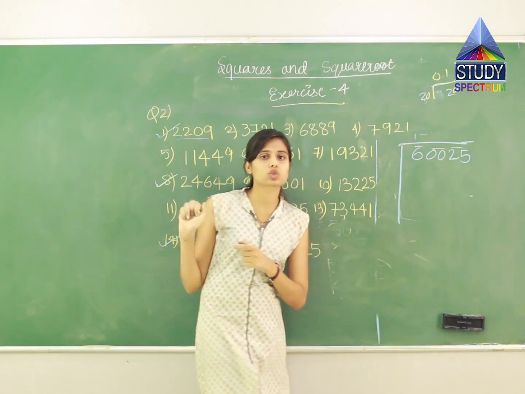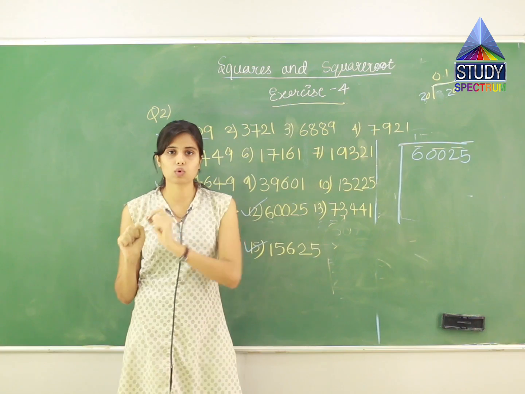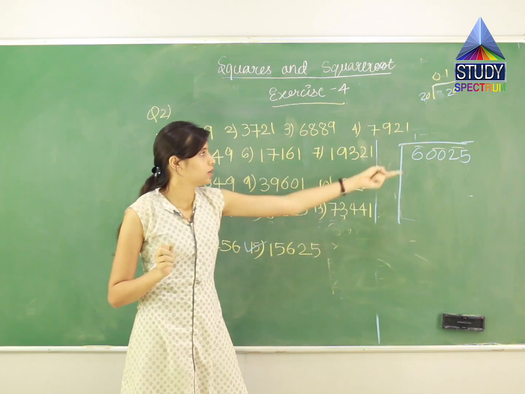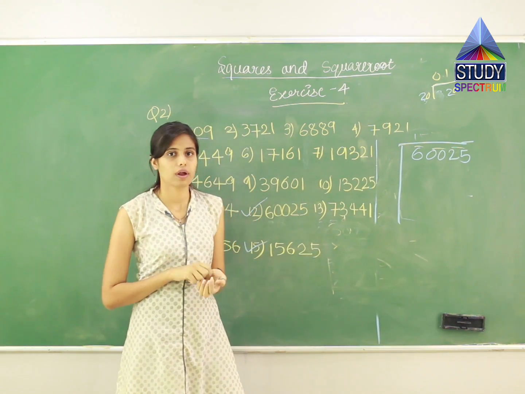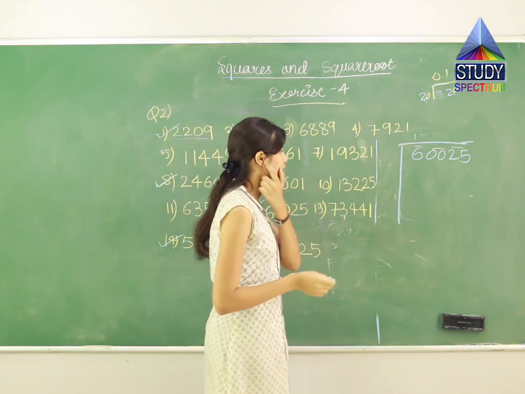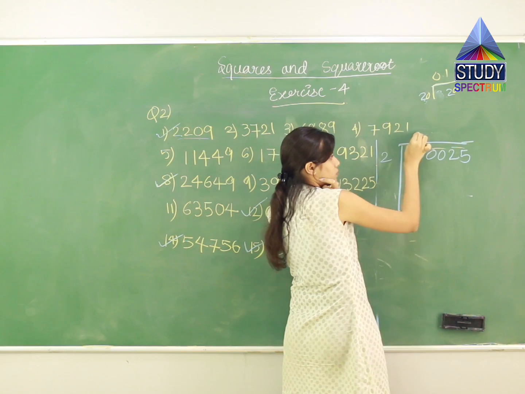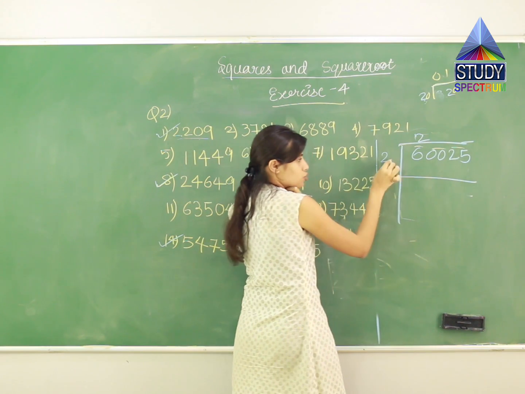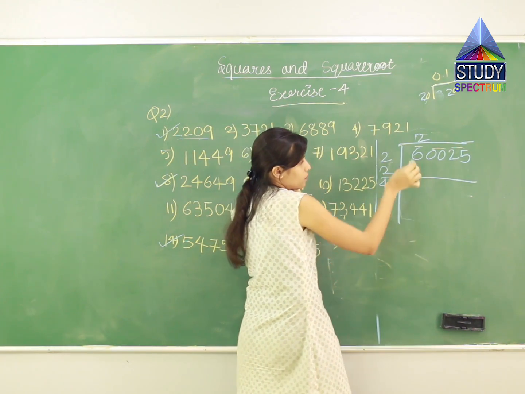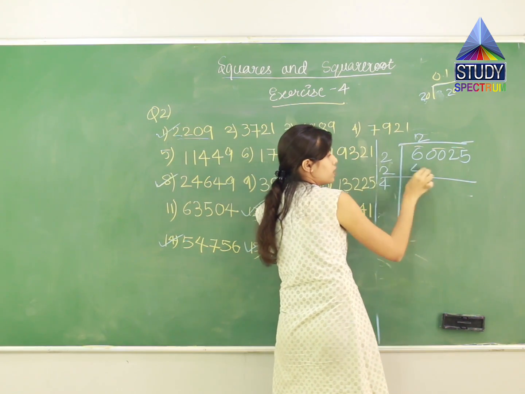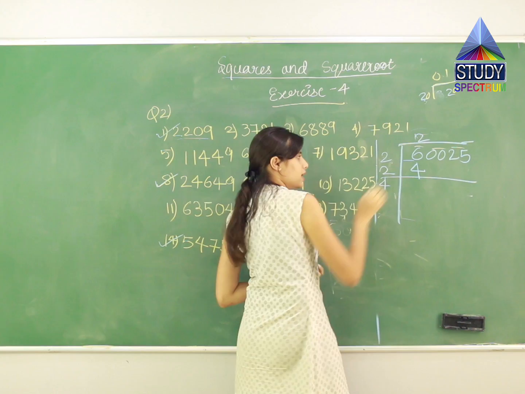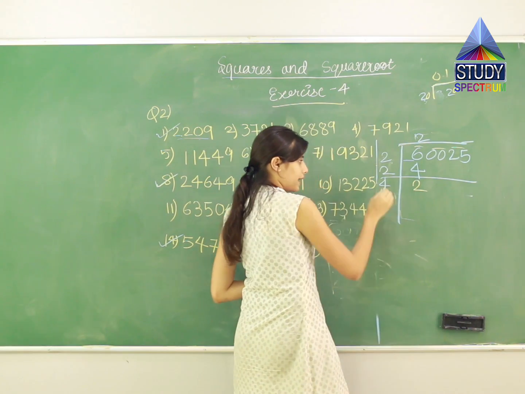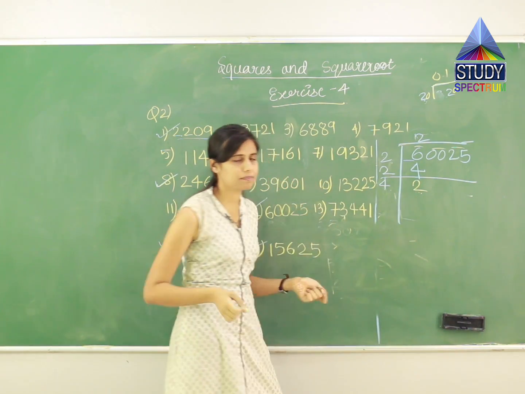Now tell me whose square is closer to 6. 2 2s are 4, 3 3s are 9. So it is 2, because 2 2s are 4. So 4 is closer to 6. Let us try with 2. 2, 2, 2, I have written 2 three times. These both should be added, so it comes to 4. And 2 2s are 4. 4 should be written over here and subtracted. So 6 minus 4 comes to what? 2. And over here 2 is smaller than 4, like in previous questions.